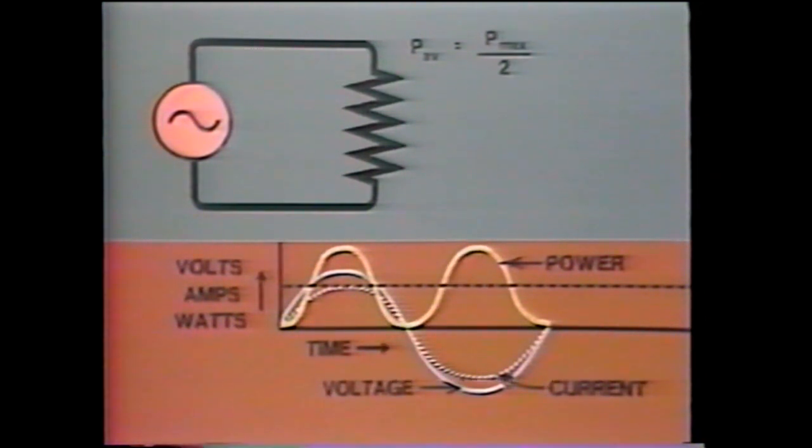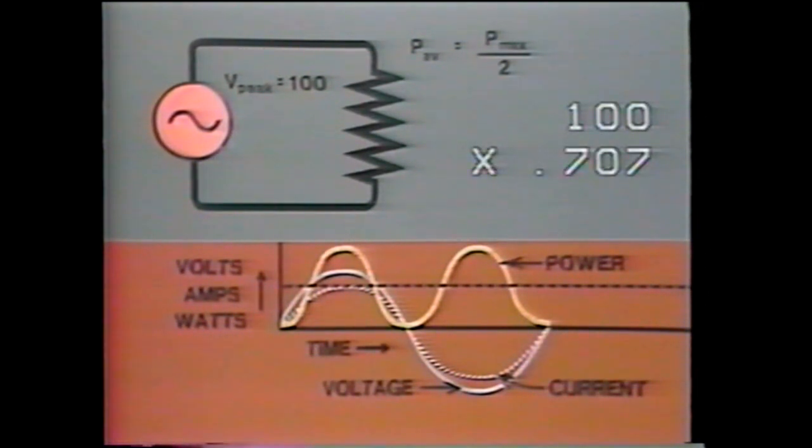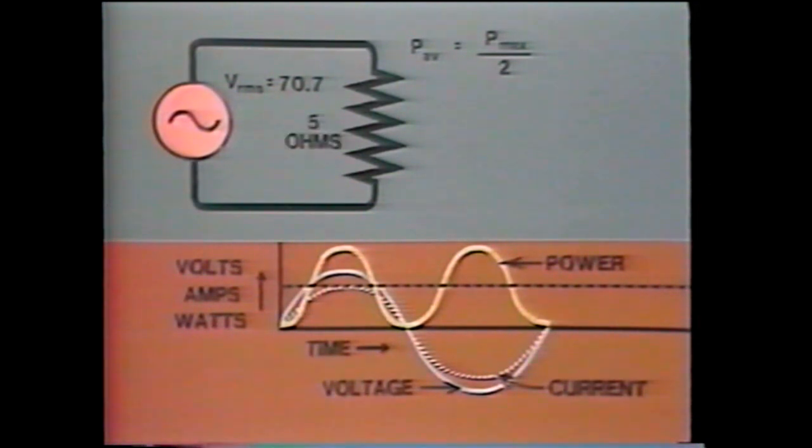Let's put some numbers on our diagram. Assume our voltage supply is 100 volts peak, which is 100 times 0.707, and this equals 70.7 volts RMS. Let's also say resistance is 5 ohms. By Ohm's law, peak current is voltage peak divided by resistance, which equals 100 volts divided by 5 ohms, and this is 20 amps peak.